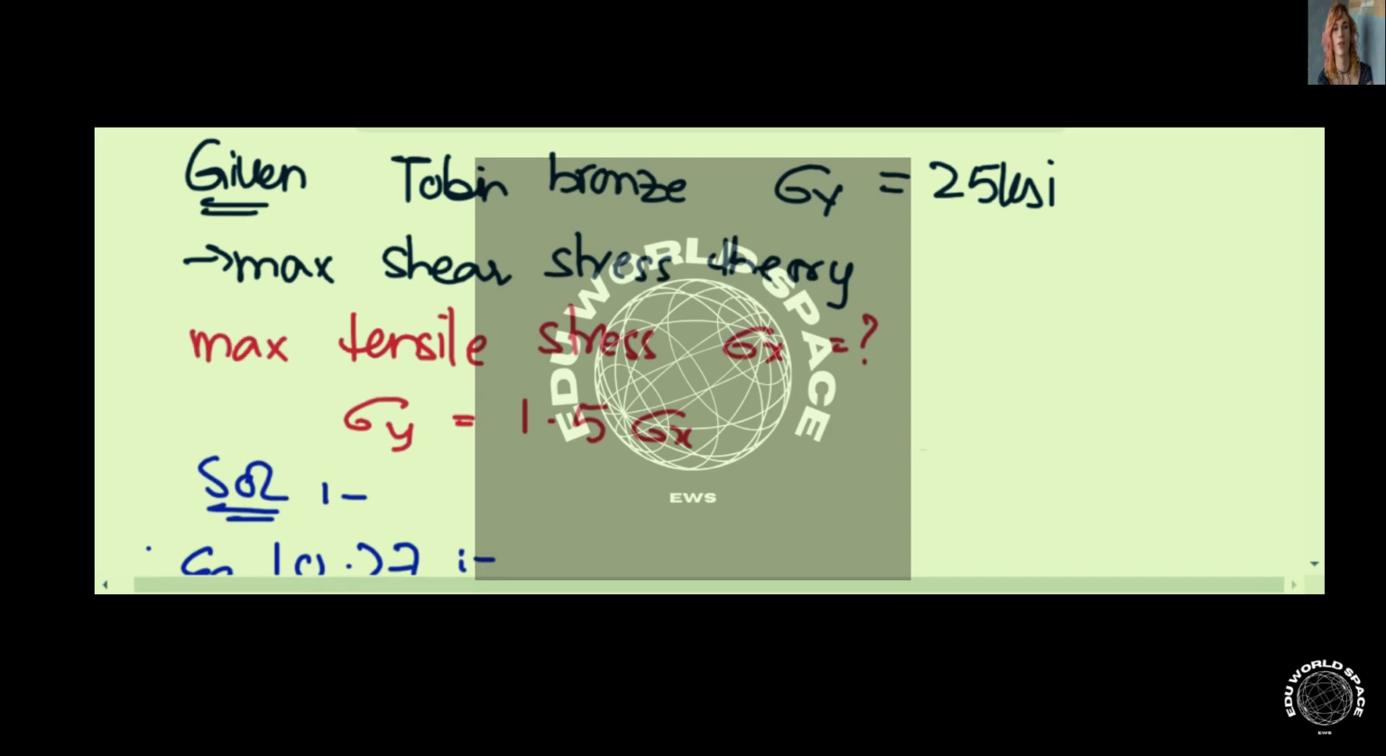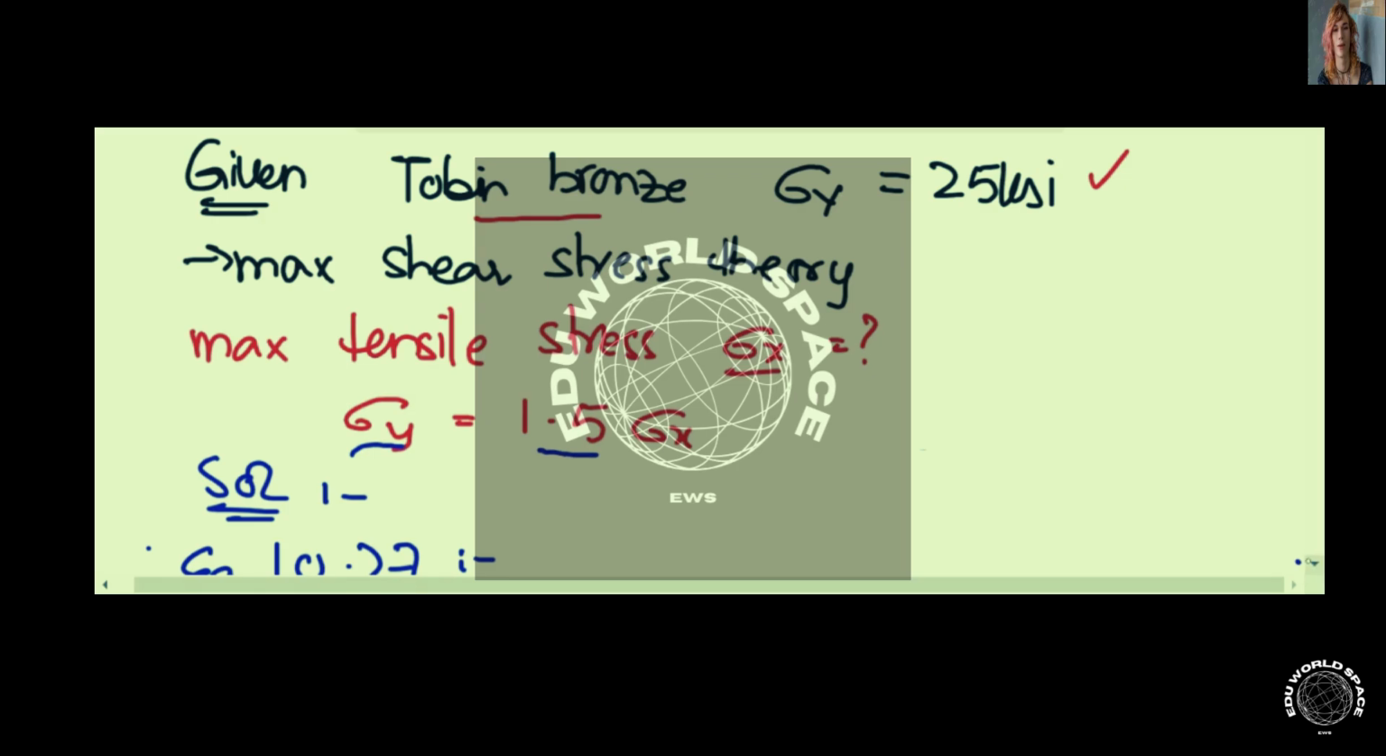So in this question, we are given the material Tobin bronze, and its yield stress is 25 ksi. Now, what we are required to do is find out the magnitude of the maximum tensile stress, that is sigma sub x. The relationship that has been given to us is that sigma sub y is equal to 1.5 sigma sub x. Now, what we are required to do over here is that we need to find out the magnitude.